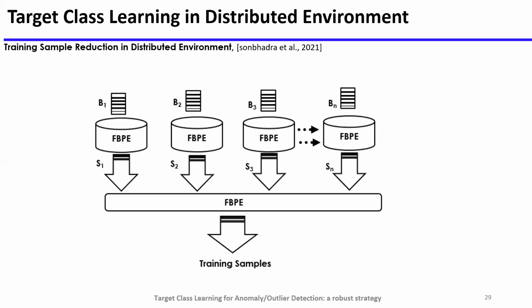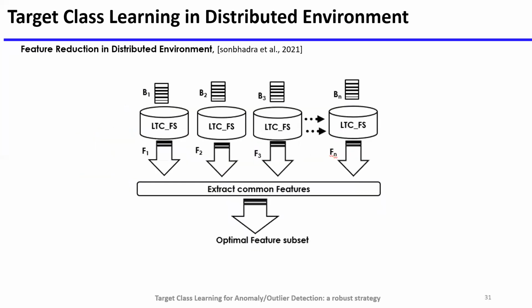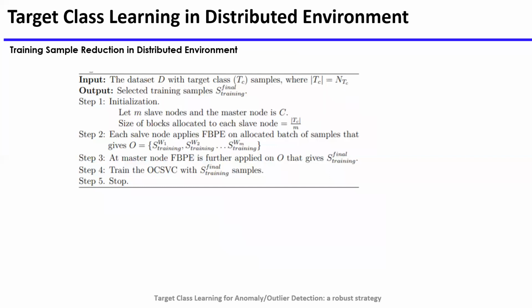Yeah, the same theory has been extended to a distributed environment, where it has been assumed that the samples were distributed across the slaves, and for each slave the algorithms, like MBP, are applied. After getting the most promising samples from each slave, all the selected samples arrive at the master node, and finally the MBP is applied, and the results were promising. So this was the algorithm.